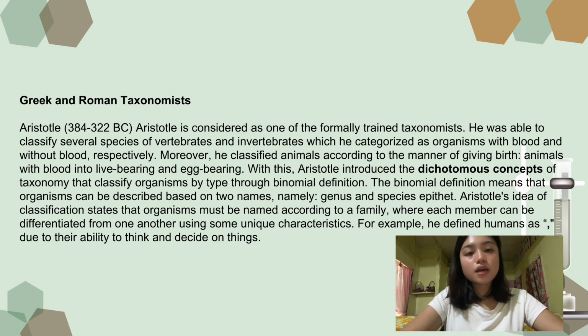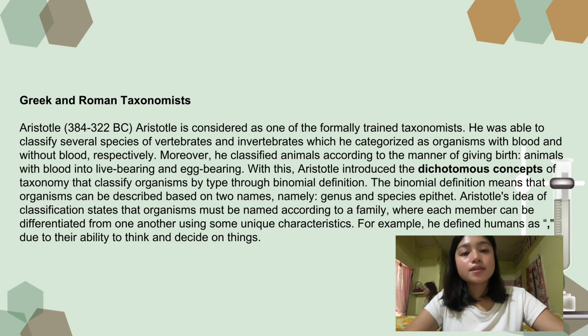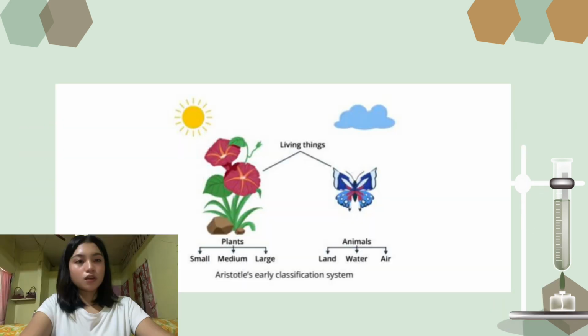So Aristotle's idea of classification states that organisms must be named according to a family where each member can be differentiated from one another using some unique characteristics. For example, he defined humans as due to their ability to think and decide on things. So in this picture, it is Aristotle's early classification system.